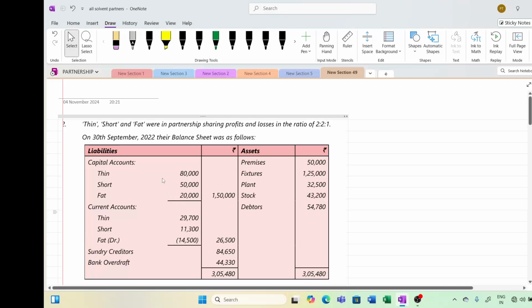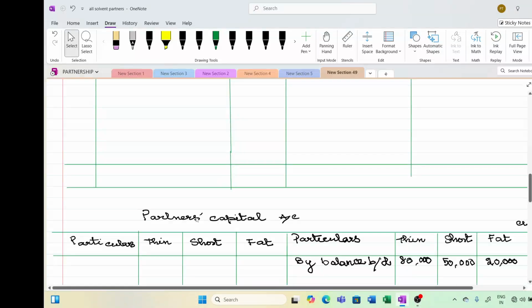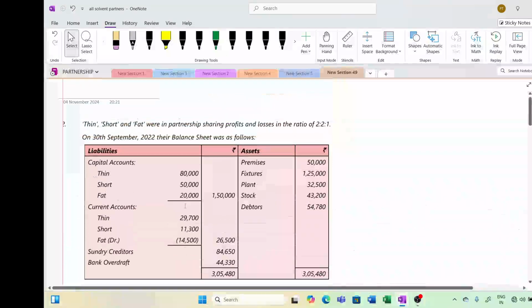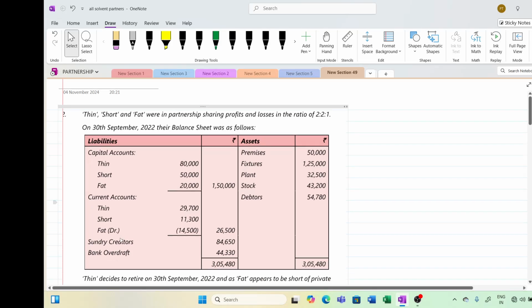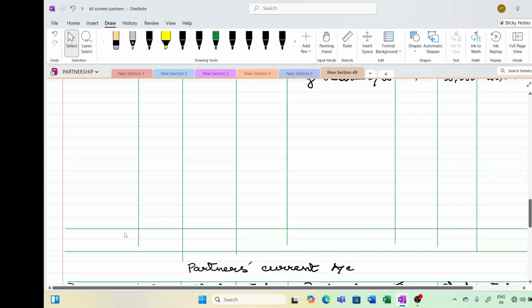Second thing is the capital account. This is a fixed capital method because there is a current account. So we have no problem in finding out the capital ratio. 80,000, 50,000, 20,000 I have posted in partners' capital account. Next one, they have given the current account balance. Fat is having a debit balance. He is the fellow who is becoming insolvent.